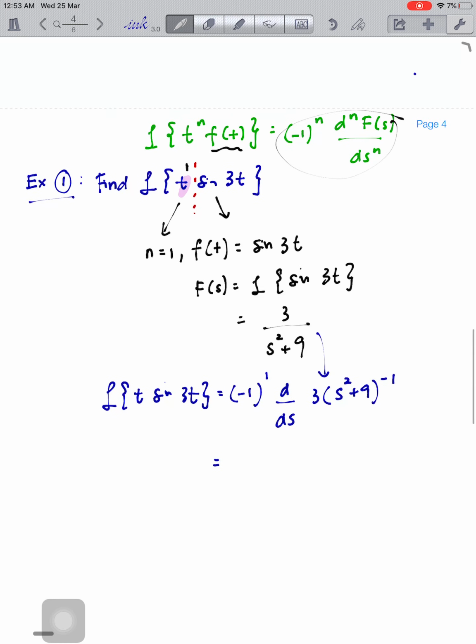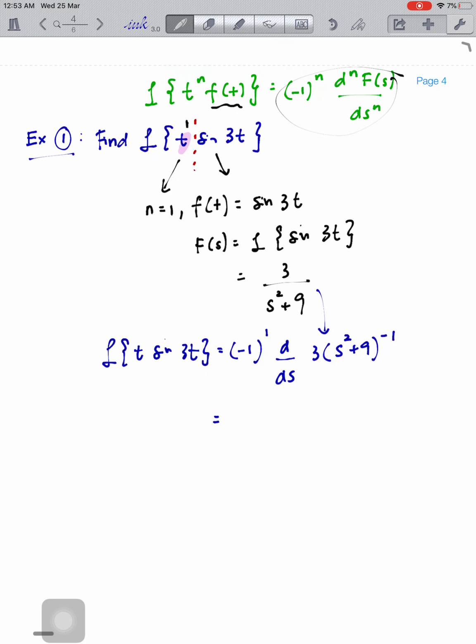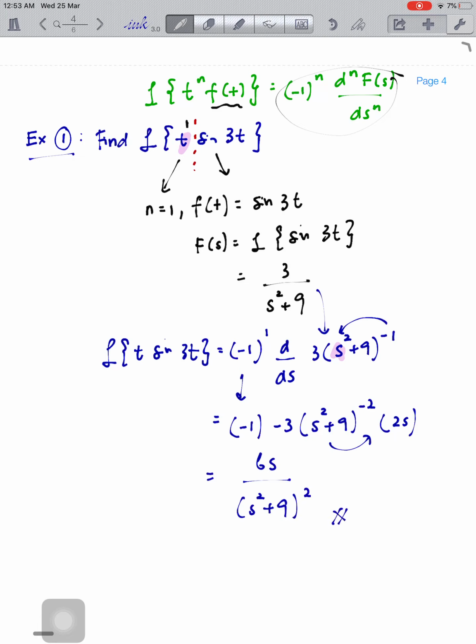Right, now I have to differentiate, and every single time you want to differentiate, please check how many s are there in your function. Here I have 1 s right there, so I can do that directly. This one, just copy it down, -1. When I differentiate this, -1 goes to the front, multiplied by 3. I'll have -3 multiplied by s squared plus 9 to the power of -2. And when you differentiate the inside, you will end up with 2s. When I simplify this, I will get 6s over s squared plus 9 to the power of 2. So that will be the outcome.